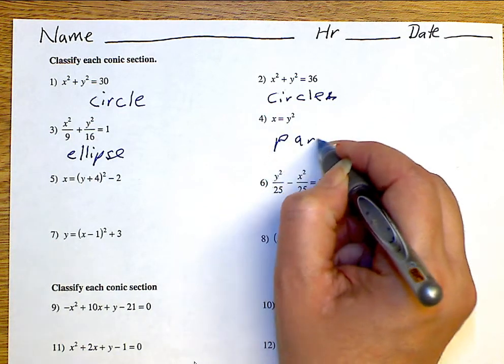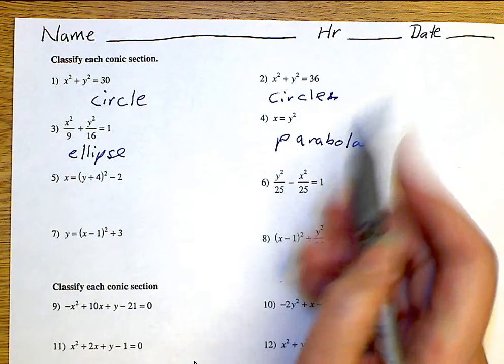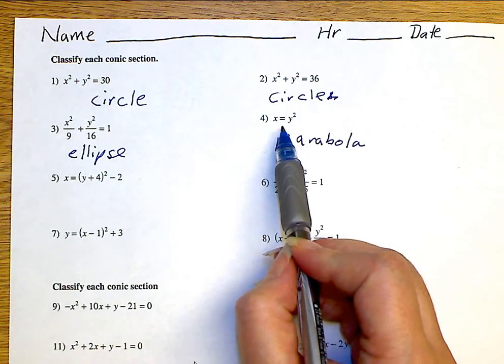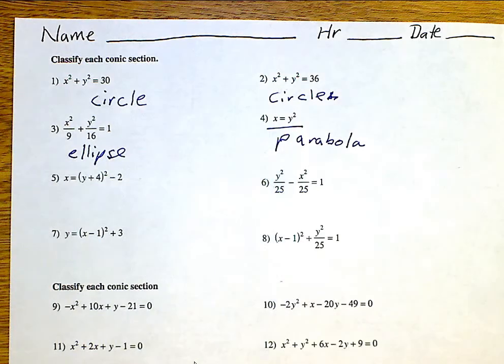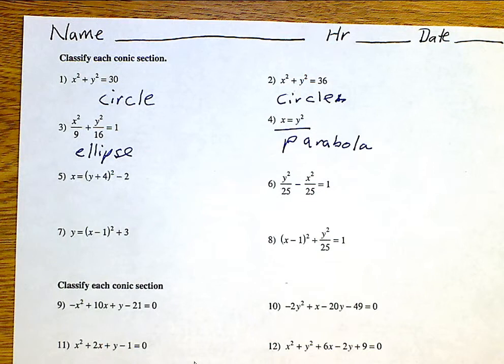Number 4 is a parabola. Yep. Remember, see how many squares do you have here? How many squares? 1. So the only formula that has 1 square is a parabola. So if you only have 1 square, you know it's a parabola.